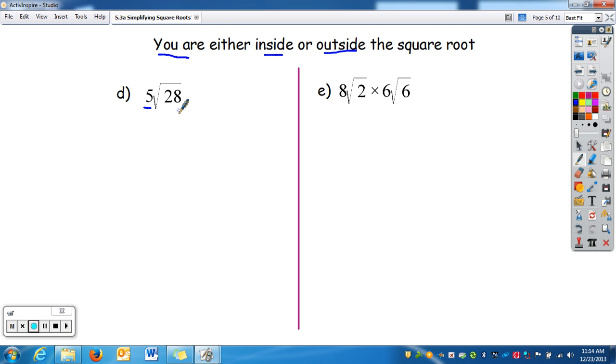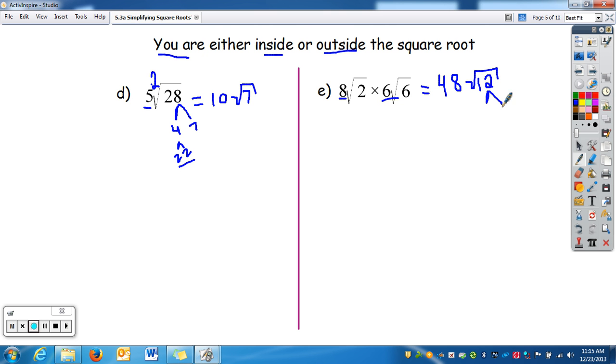Alright. So then I have 4 and 7. 2 and 2. I have a pair of 2s, so the 2 joins the 5, so I take this times 2, which gives me 10, and then the 7 stays in. So 10 root 7. So on E, we have 8 and 6 on the outside, so I can multiply those together because they're both on the outside, so that's 48. 2 and 6 on the inside, so that's square root of 12.